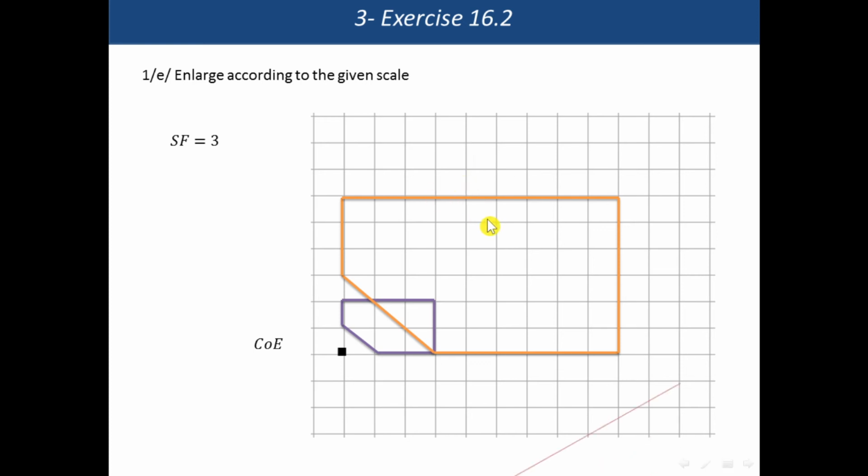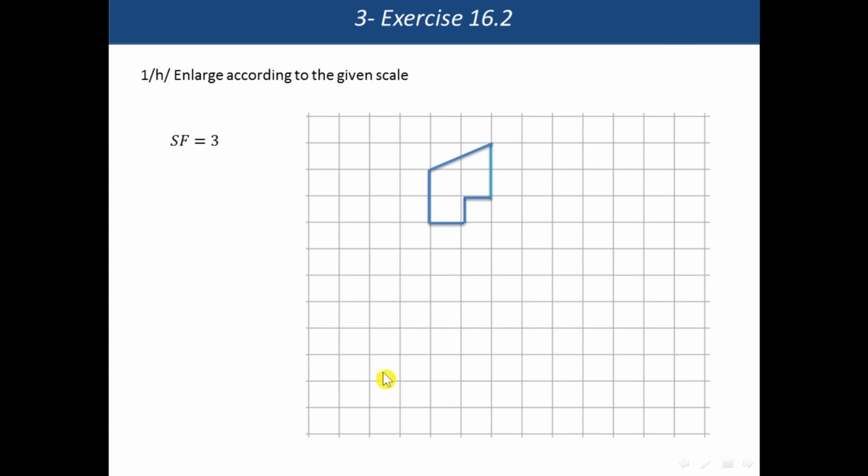Okay? Again, we make this line to see if the corresponding, this is the corresponding angle in the object and this is the corresponding angle in the image, and this line goes through them and through the center of enlargement. That means my enlargement is correct.